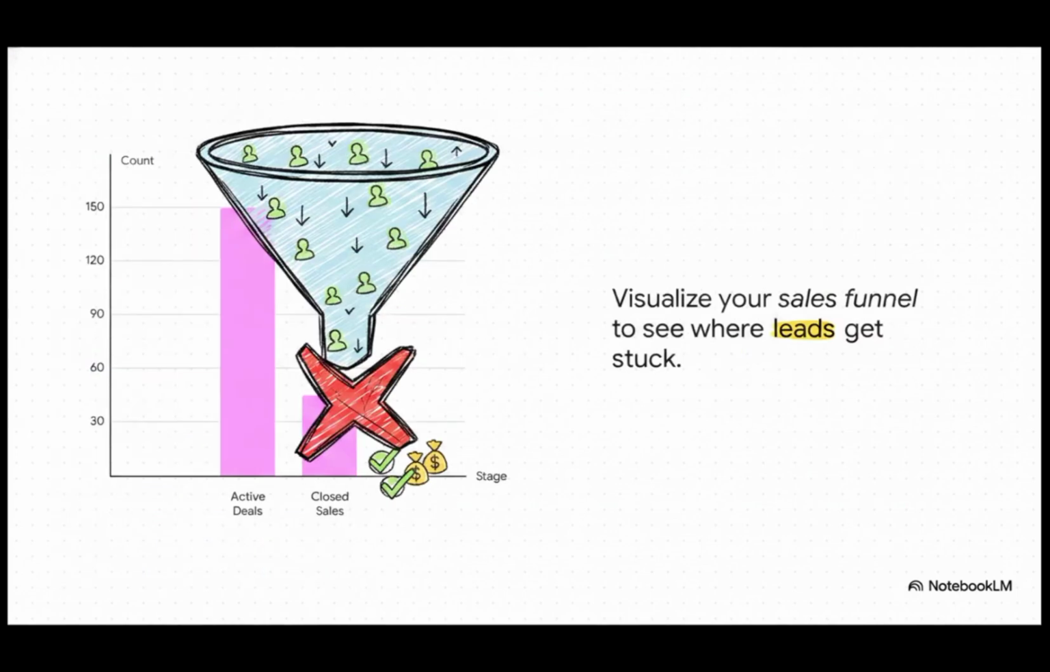You can also graph out your active deals against your closed sales. This is super helpful because it gives you a crystal clear visual of your entire sales funnel. It helps you pinpoint precisely where leads might be getting stuck in the pipeline. If you've got a ton of active deals but really low closed sales, well, you know exactly where your process is breaking down and where you need to step in and improve.